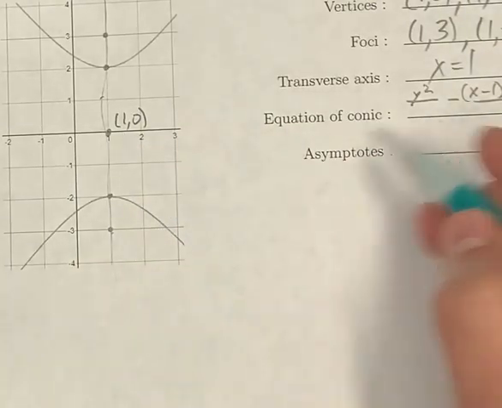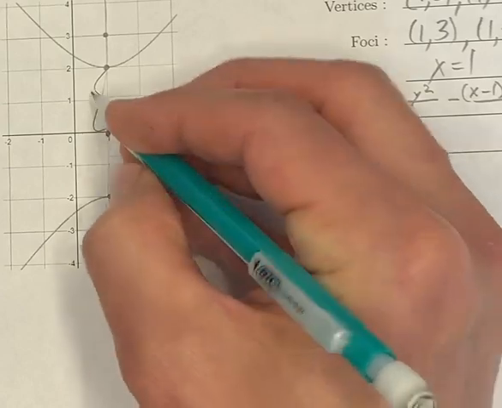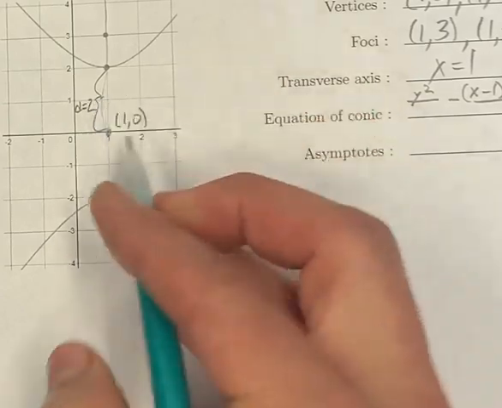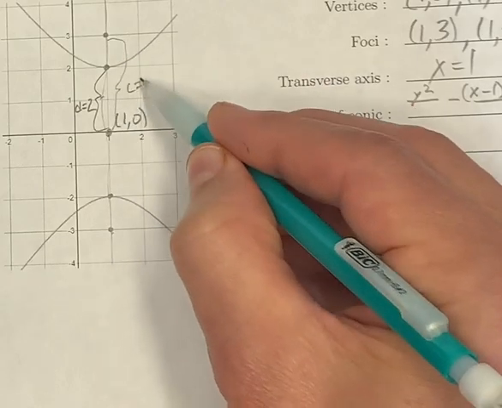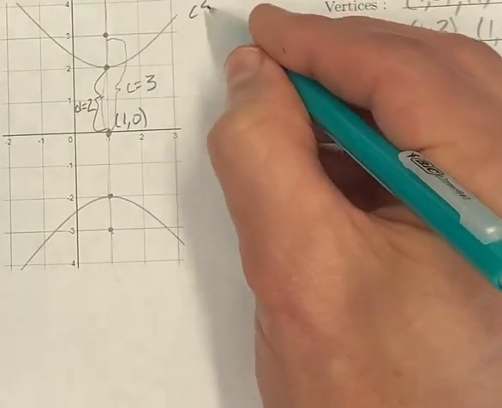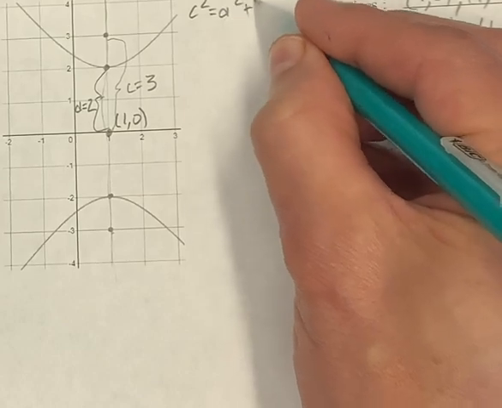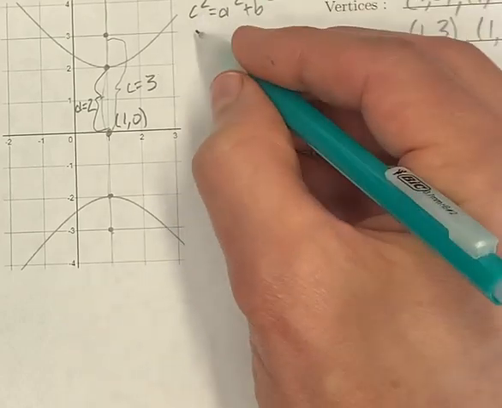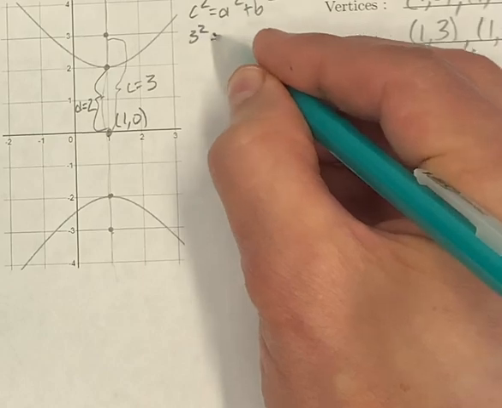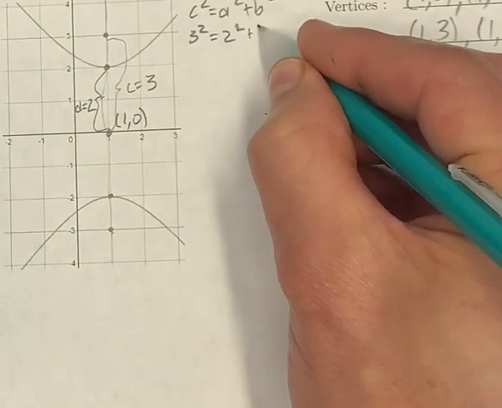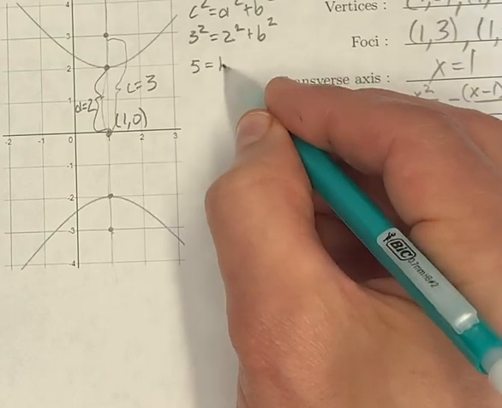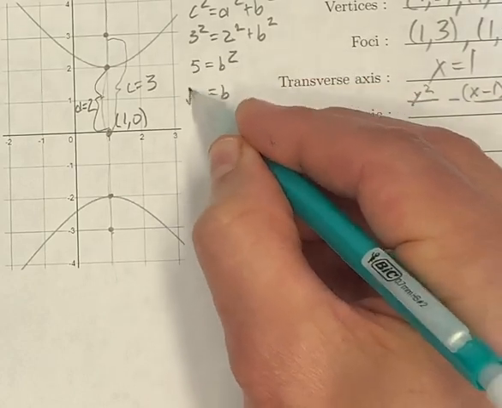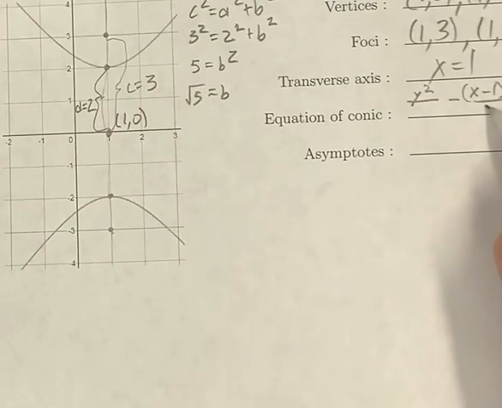Now, this has to be A. Notice I have the distance from the vertex to the center. I have the distance from the focus to the center, which is 3. For hyperbolas, it's c squared equals a squared plus b squared, right? So c squared, that's 3 squared. A squared is 2 squared. I need to figure out what b is. Let's see, 9 minus 4 is 5. B is going to be the square root of 5. So this is the square root of 5 squared.